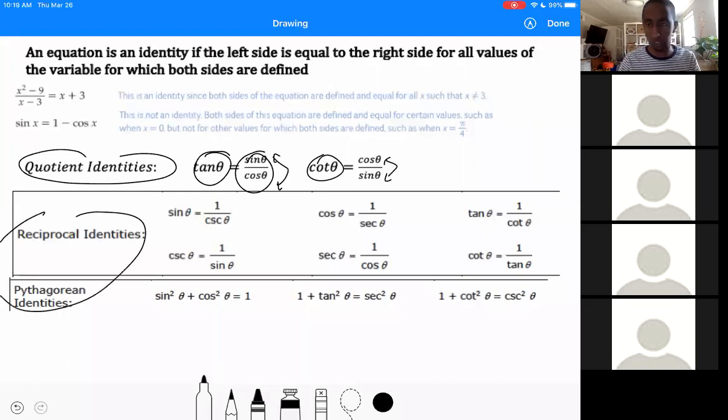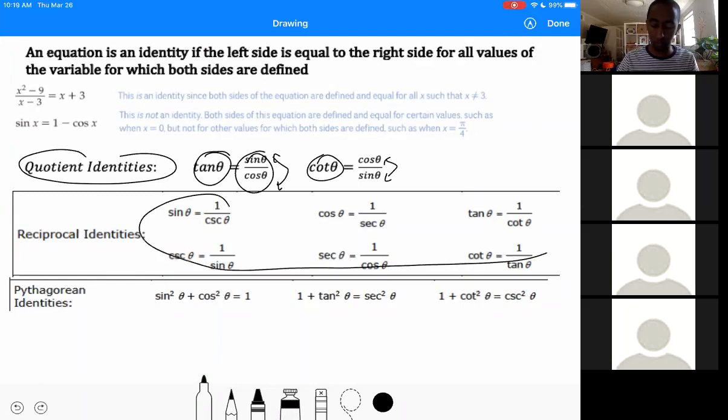These are on your formula sheet. There's not going to be a formula sheet for calculus, but just for pre-calculus, that is on your formula sheet. So these are the reciprocal identities. We talked about these, just the opposite. Sine is the opposite of cosecant. Cosecant is the opposite of sine.